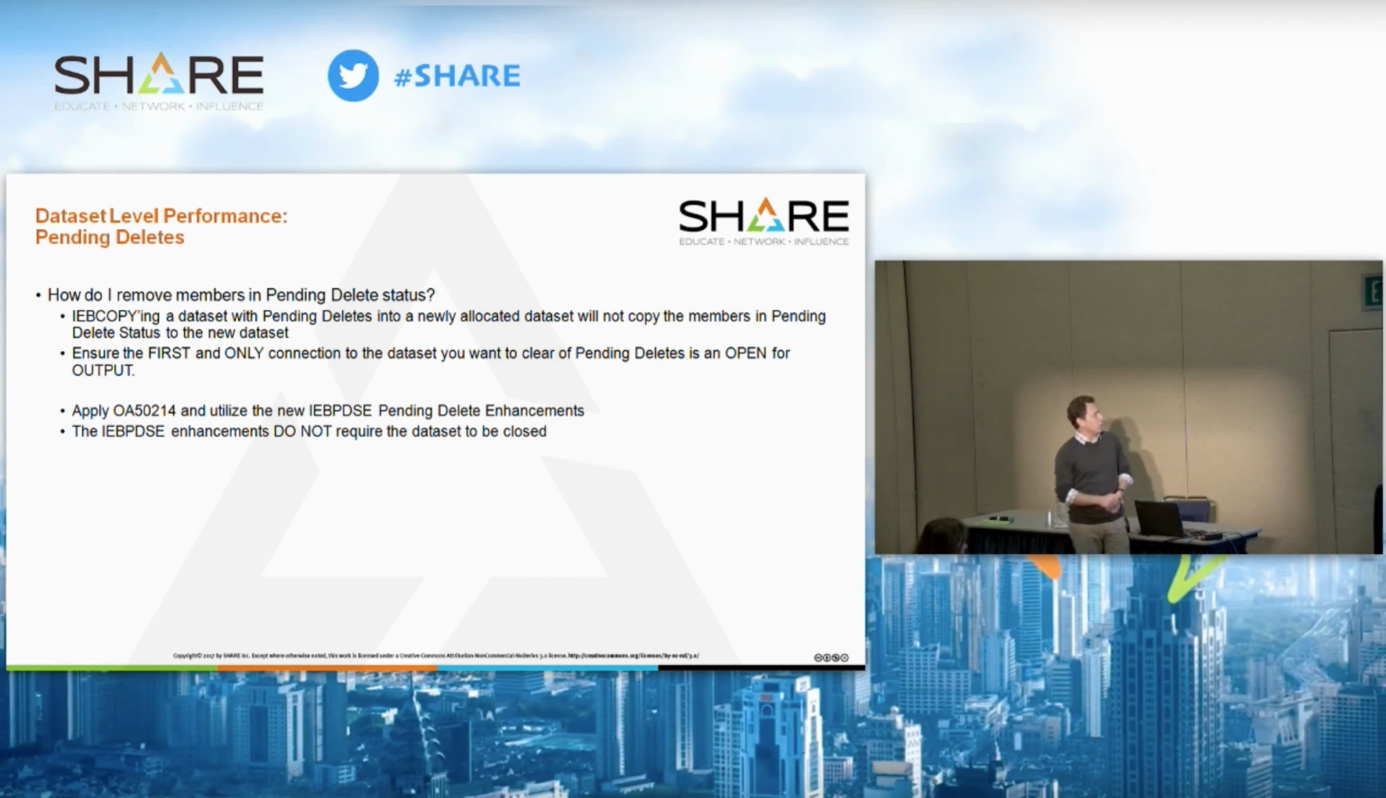So with OA50214, we've enhanced pending delete processing to be way more convenient for you guys. First off, now you don't have to close the data set to do it. This was the major thing. We can deal with a PDSE's pending deletes while that data set is still open, still working.